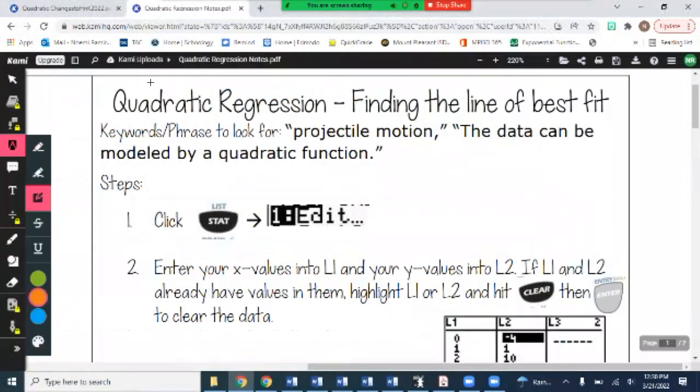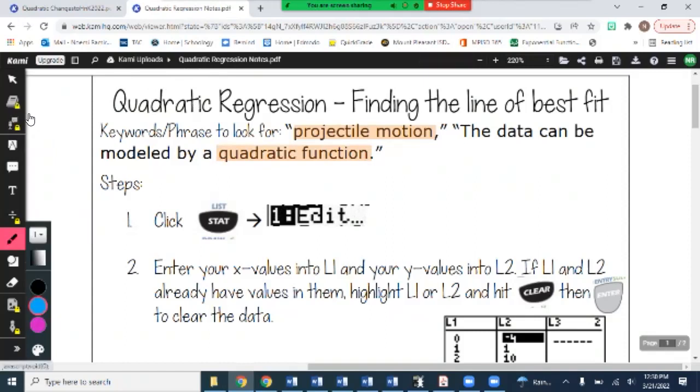All right, so keywords that you want to look for, how to recognize when you're going to use quadratic regression, how you're going to know when to put these numbers in a stat edit. You're going to find the words either projectile motion, or it'll actually use the whole sentence: the data can be modeled by a quadratic function. The reason we're looking over the keywords is because we've already learned this same lesson with linear regression, whenever we had to figure out when to use option 4 for straight lines.